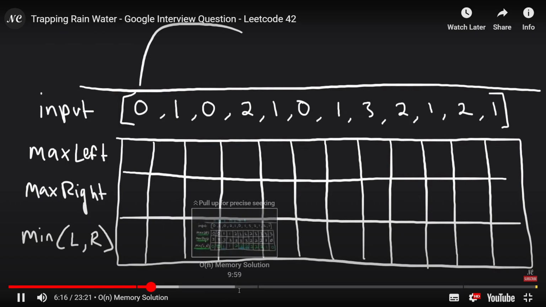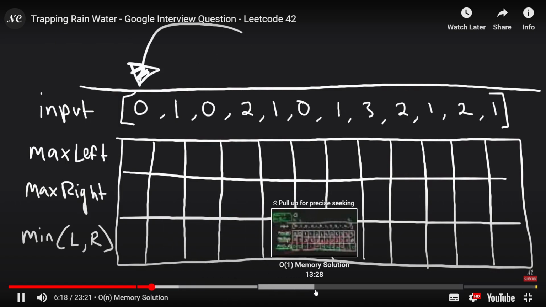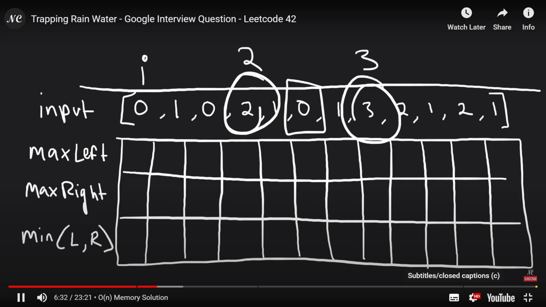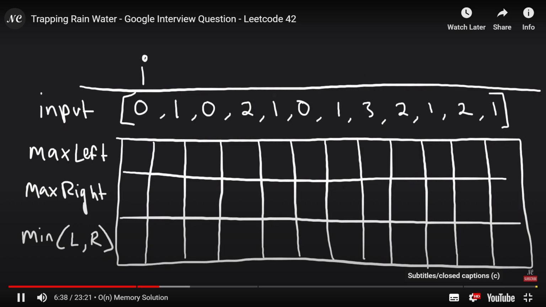Since for every single position, to know how much water we can trap at index i, we need to know what's the max left and right height of every single position. So for this position, the max on the left is going to be 2 right over here, and the max on the right is going to be 3 right over here. So we're going to need to be doing that calculation a lot. So we can actually make an array and then store that calculation for us so that we only have to do it a single time each.